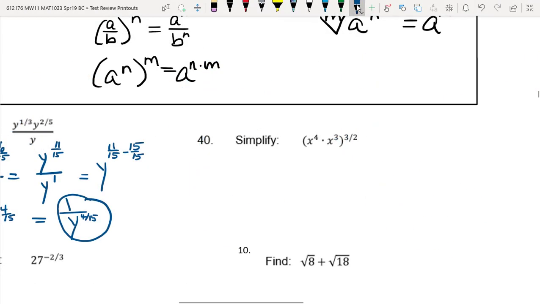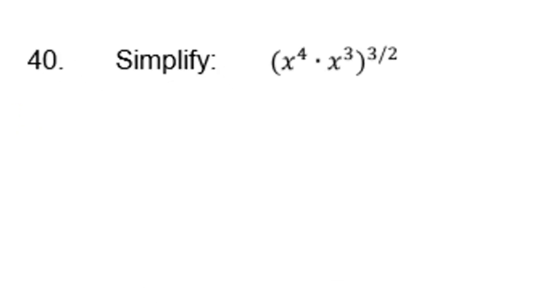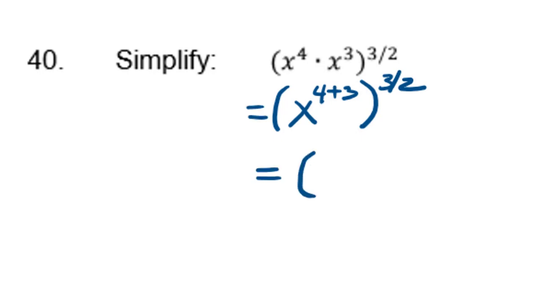Now let's look at item number 40. Here we have inside the parentheses a product, and then that product is being raised to a power. Since we have like bases inside the parentheses, we can go ahead and add the exponents. So inside of the parentheses, we have x to the 4 plus 3. You don't have to write that step, but just so you see, that's what we're thinking. So this is really going to be x to the 7th power raised to the 3/2 power.